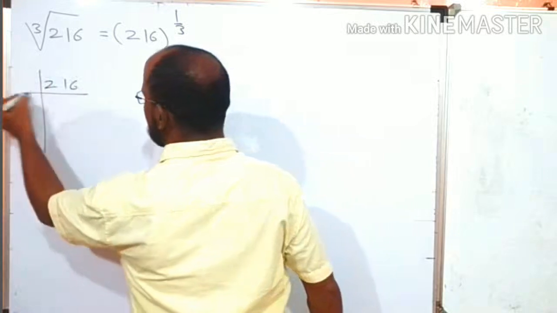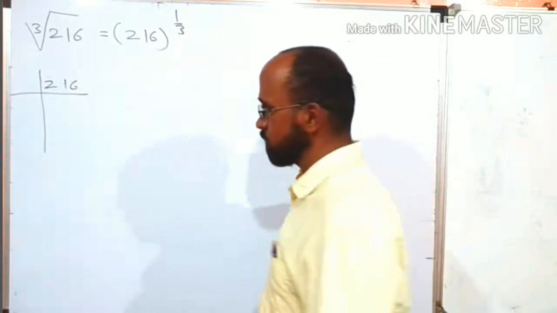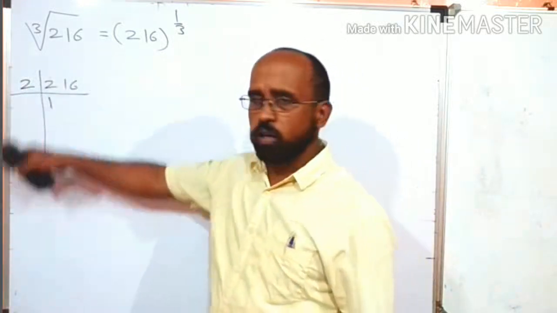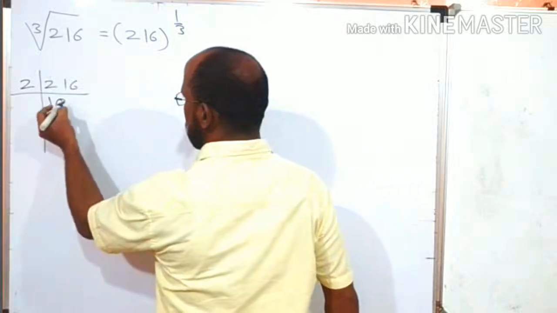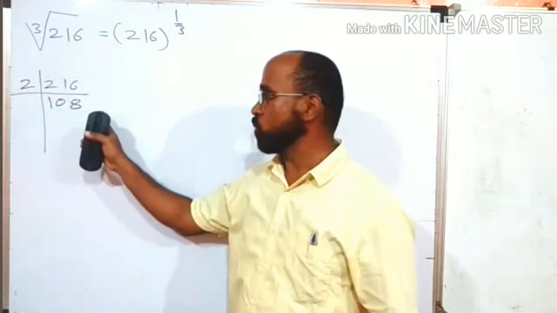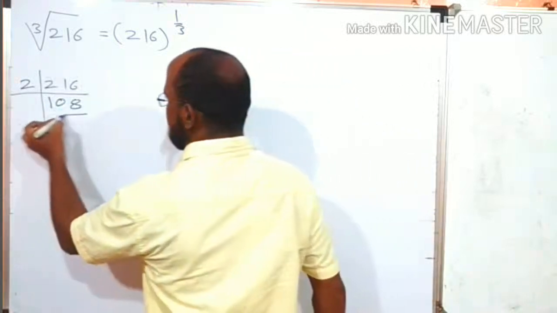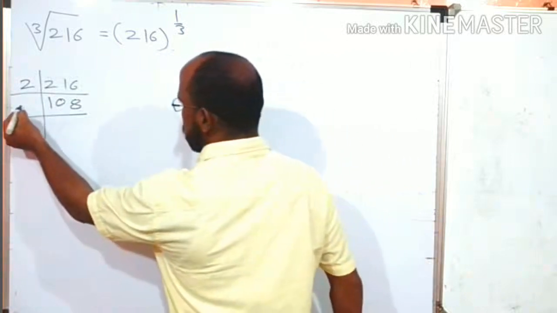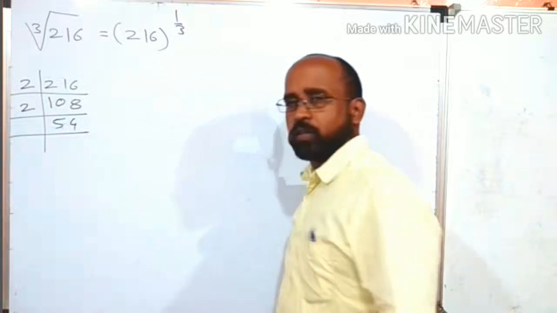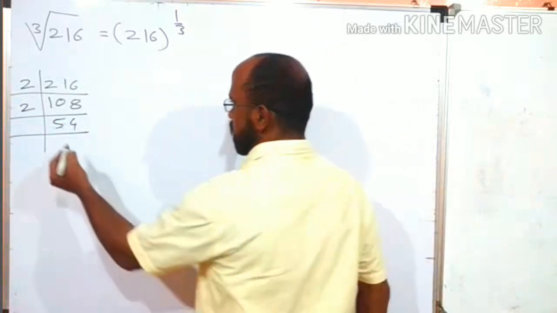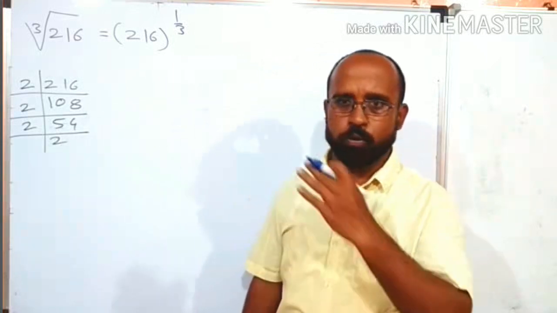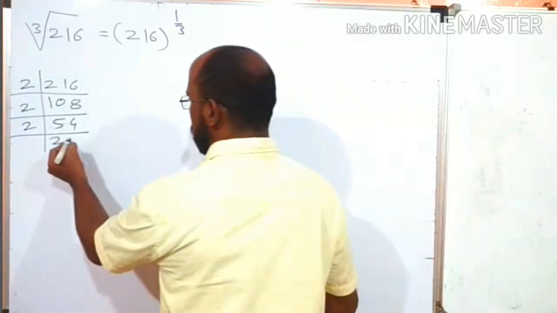216. Is it divisible by 2? Ending with 6? Yes. So let's divide it by 2. 2 1s are 2. 1 is smaller than 2, so here will come 0. And 2 8s are 16. So 216 divided by 2, answer is 108. Once again, is it divisible by 2? Yes. Divide by 2. So 2 5s are 10. 2 4s are 8. 54. Is it divisible by 2? Yes. Divide by 2. 2 2s are 4. 5 minus 4, 1 is the remainder. 4 on it, 14. 2 7s are 14.